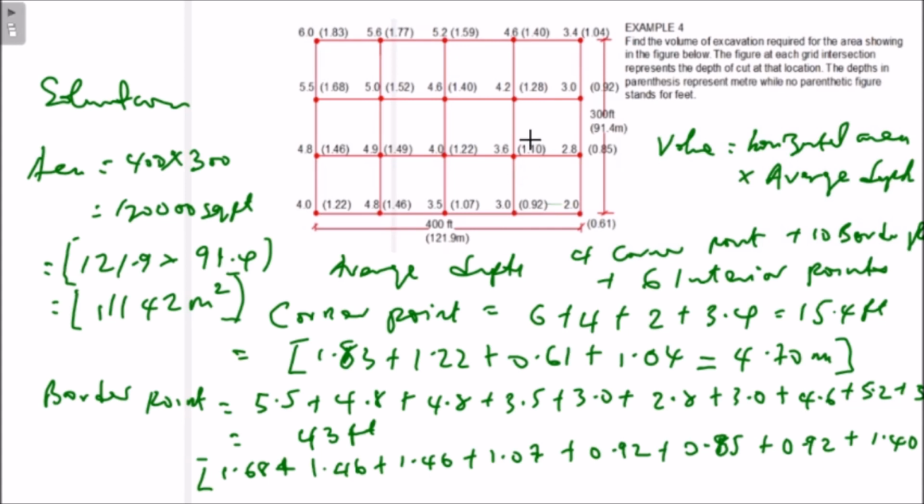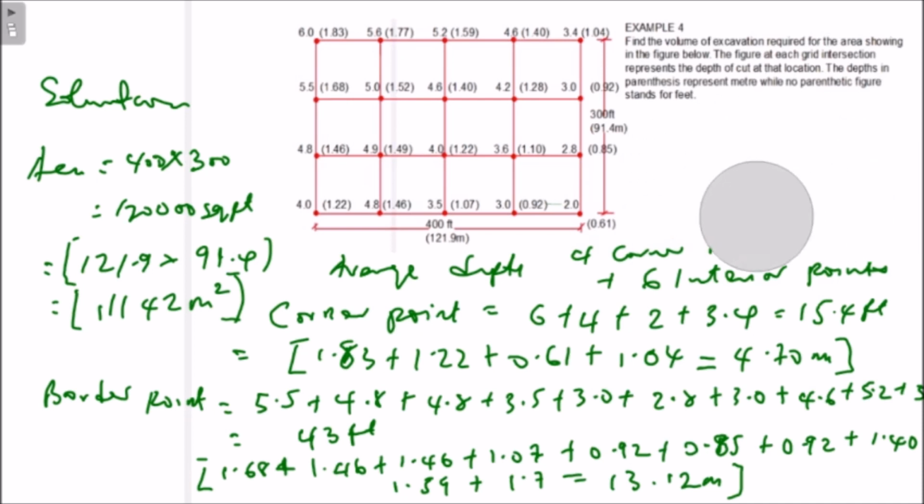plus we have 1.59 plus we have the last one, which is 1.77. So this will give us a total to be equal to, in meters, 13.12 meters. So that's the value in meters. So let's wipe the top so that we can have free working space. Let's wipe the top. Okay.